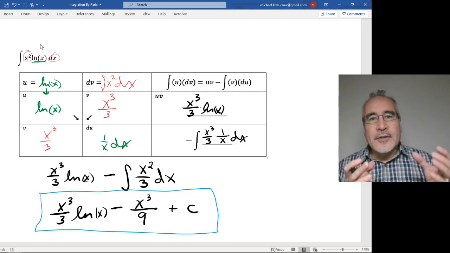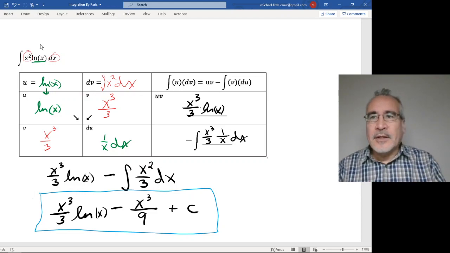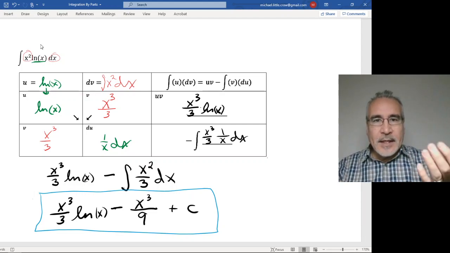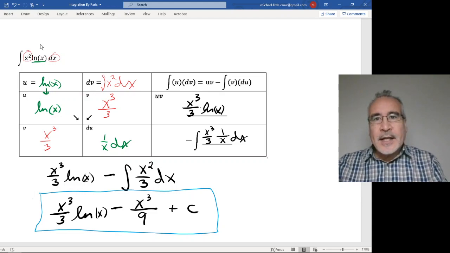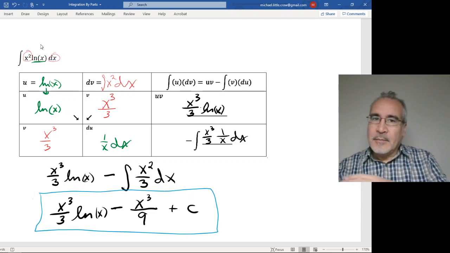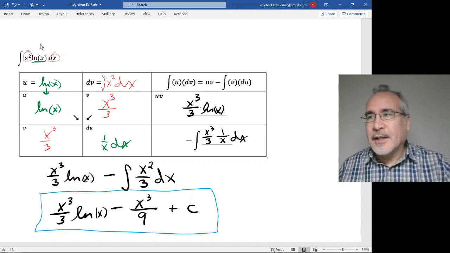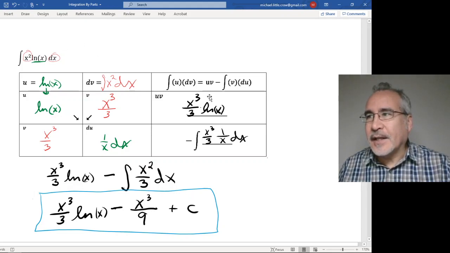So notice, just choose your pieces, and if we've got a natural log, that's going to be the piece that is u. Everything else becomes dv. Take the derivative of one side, integrate the other, boom, boom, there it is. Put it in its pieces. Okay, all following this formula.